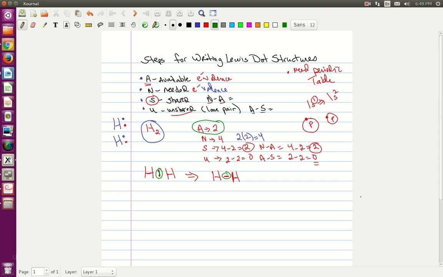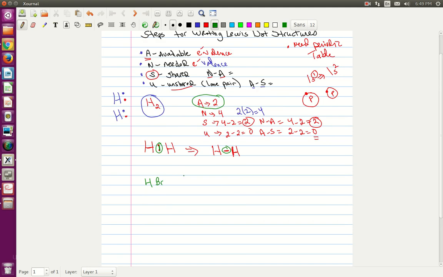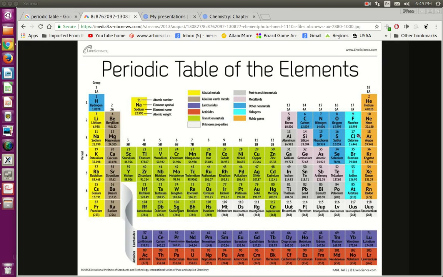So let's move on and let's do hydrogen bromide. Okay? All right, now we're going to figure out how many are available. Well, hydrogen has 1 valence electron, and bromine, how many does bromine have? You'll memorize this after a while. Bromine's in column 17 or 7A, so it has 7 valence electrons.